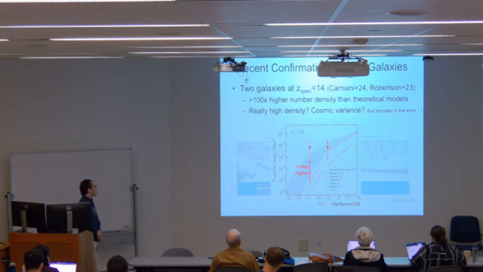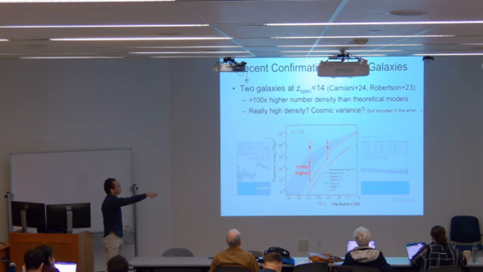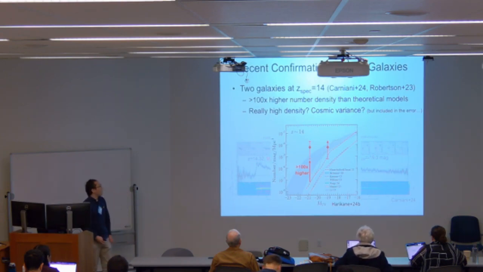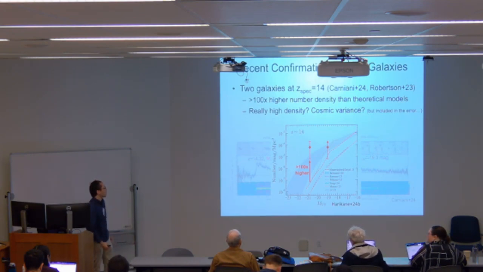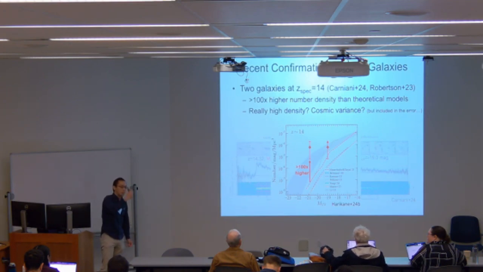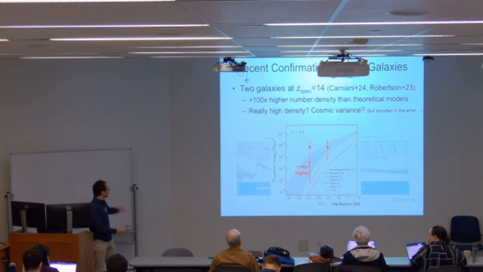So we don't know whether the number density of such bright galaxies at z~14 is really that high or not. This could be boosted by cosmic variance. Also, this error includes the cosmic variance. So I think to confirm this high density, we need much more intensive spectroscopy targeting the bright galaxy candidates selected from a wider field data set.